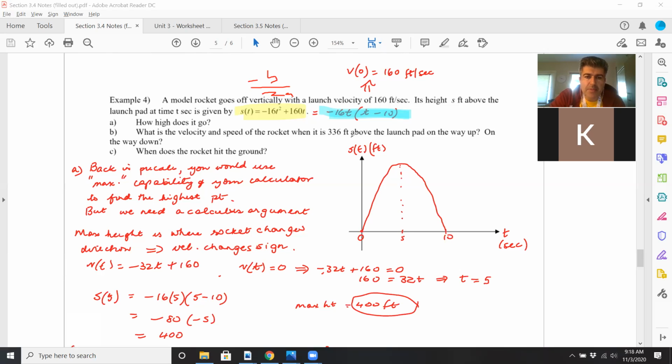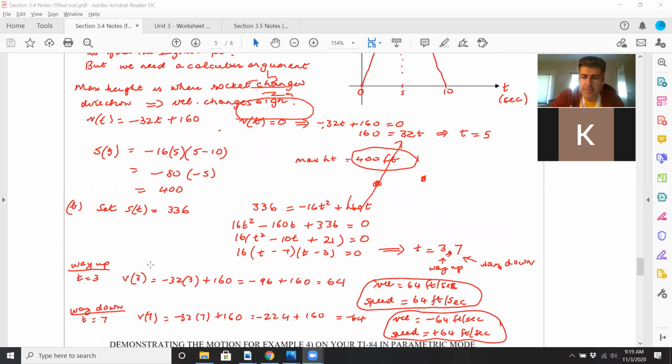And then what is the velocity and speed of the rocket when it's at 336? So 336 is over here, or probably over here. So you're trying to find the slope of the tangent line there. That's where we're actually going to take the derivative of position, right? Again, we have a position equation, and we use that to figure out the height. But if we take the derivative of that, which is real easy, negative 32t plus 160, then you could just set it equal to 336 and solve for t.